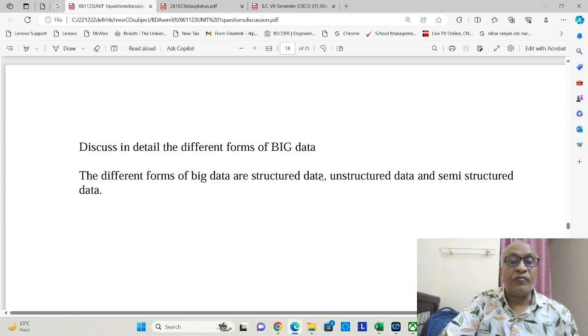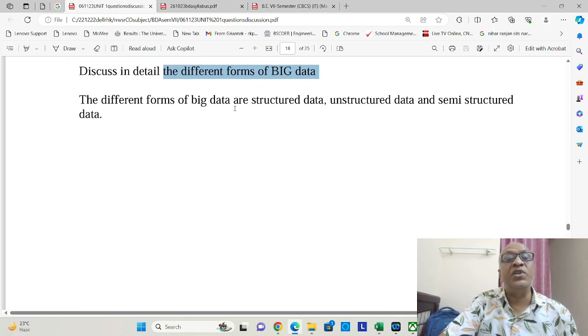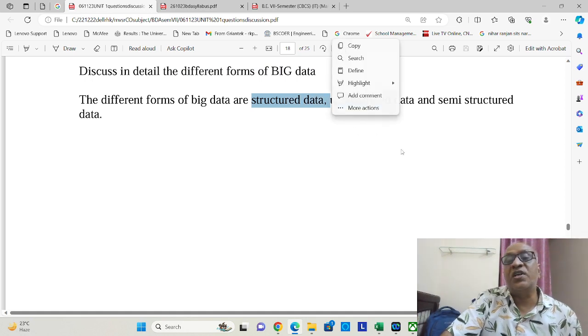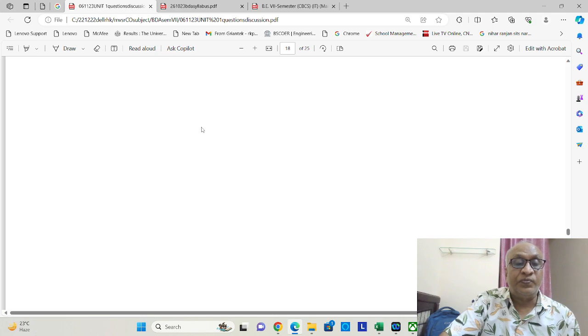The next question is, what are the different forms of big data. When we speak about different forms of big data, actually we are speaking about structured data, unstructured data, and semi-structured data, which we have already covered.